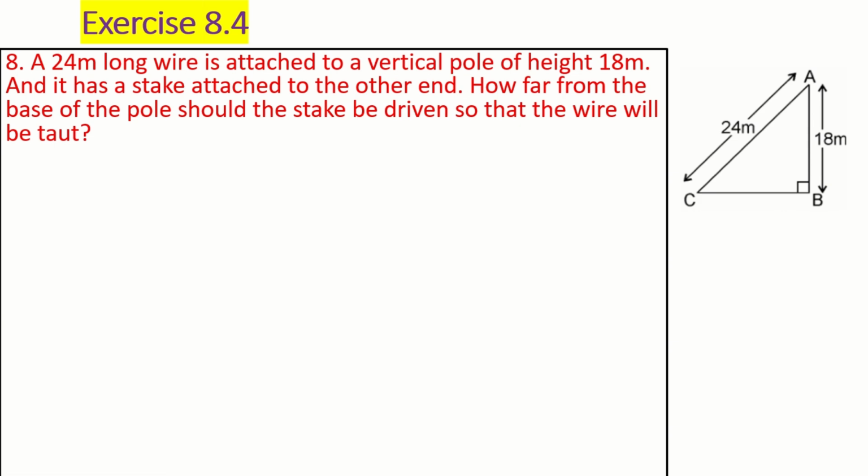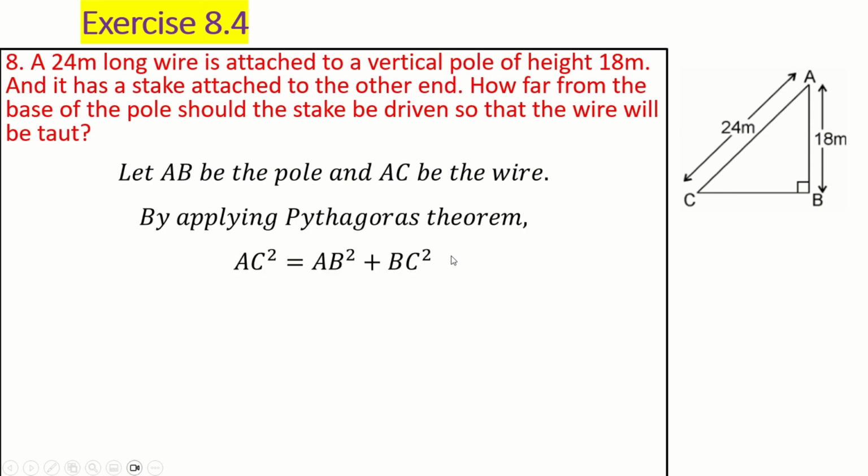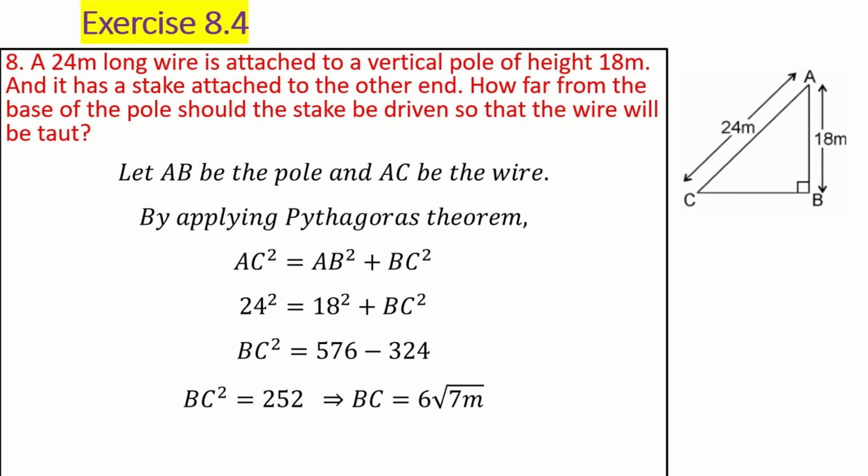Not loose basically, which means I am forming a right angle triangle as shown in the picture here. Correct? Once you know that, it's just applying the Pythagoras theorem. So BC square equal to 6 square root of 7 meters. Next.